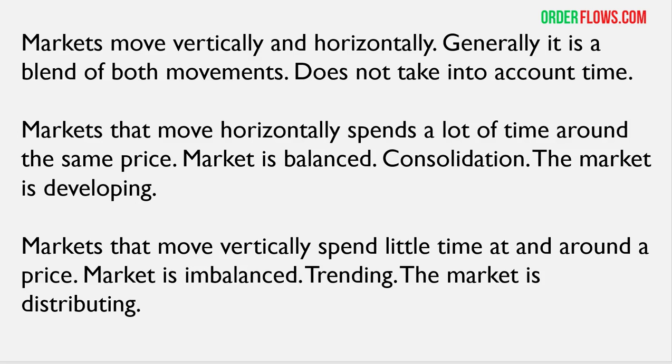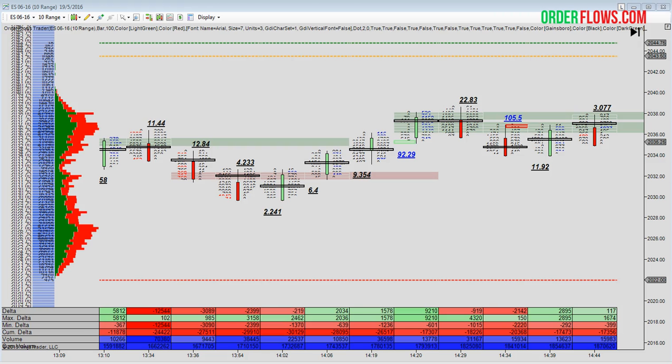Markets that move vertically, up and down, spend little time at or around a price. The market is imbalanced, is trending. The market is distributing. Also, the market is looking for a balanced area. It's looking for a level where trade can be facilitated with everybody being satisfied and not moving. That's when the market's going to start moving horizontally.